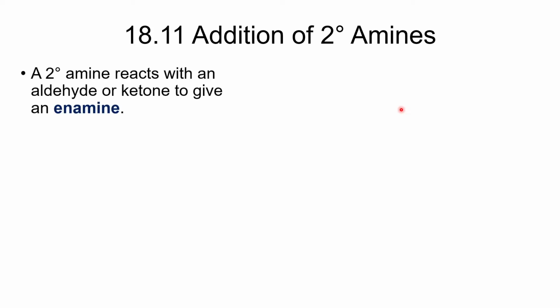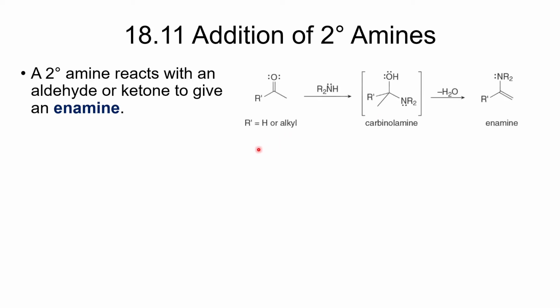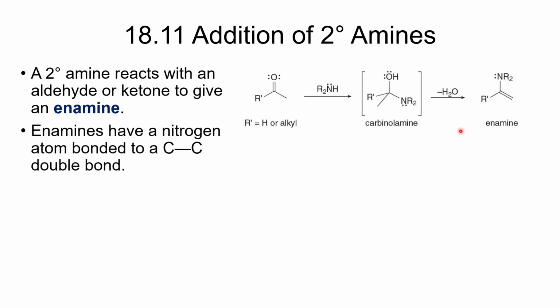So now let's look at what happens when we have secondary amines. It's something different because we don't have enough hydrogens to form an imine when we do this. So same first step, or same process here. We convert from this to the carbonylamine, and that loses water. But instead of getting a carbon-nitrogen double bond, we end up getting a carbon-carbon double bond.